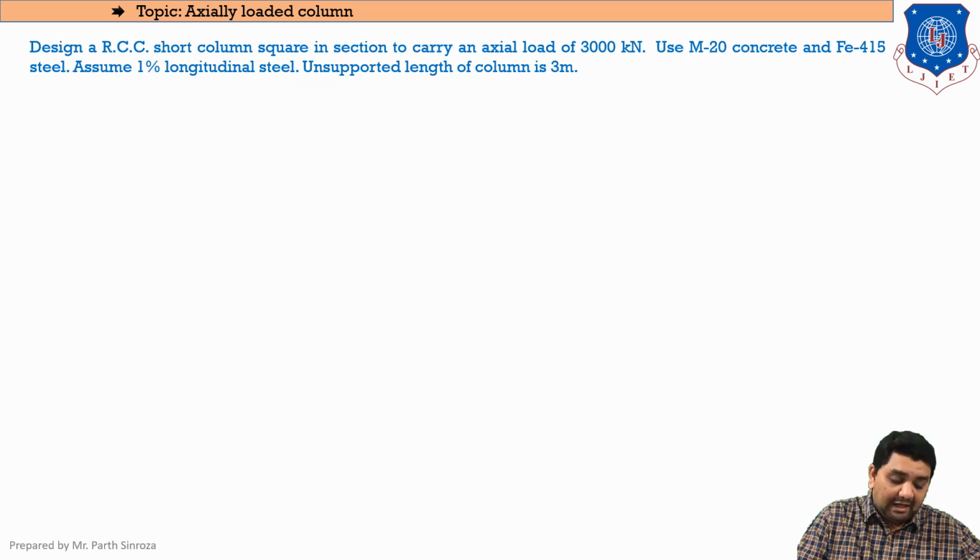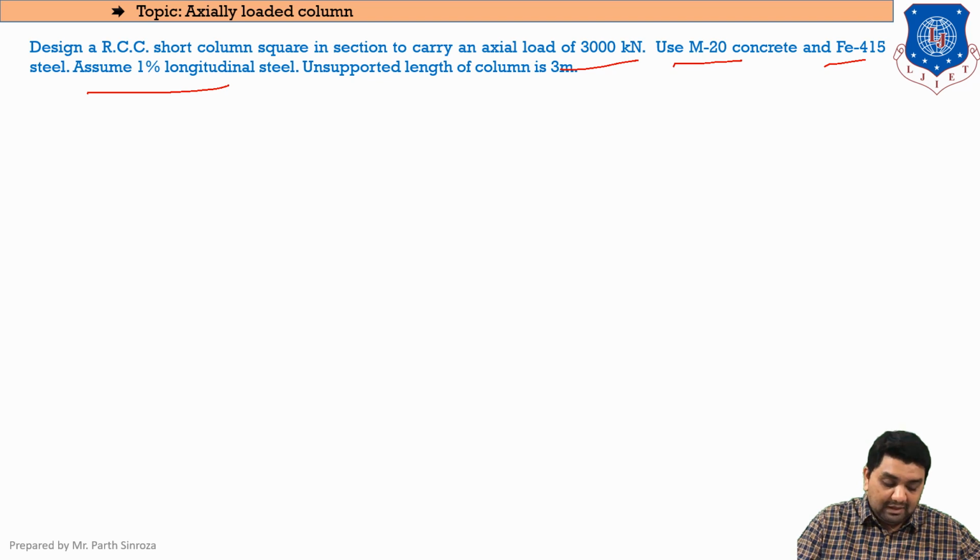So this was our first numerical, and now we will be moving on to the next numerical, that is: design an RCC short column, square in section, again the column is square, to carry an axial load of 3000 kN. Use M20 concrete and Fe415 steel. Here it is mentioned to assume 1% of longitudinal steel, and the unsupported length of the column is given. The main difference between these two examples is that in the previous case the unsupported length was not mentioned, and in this case the unsupported length of the column is given in the question.